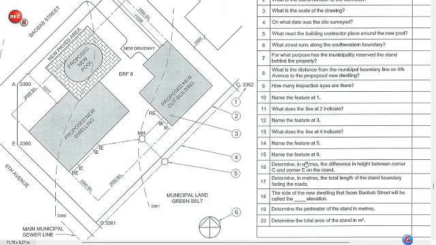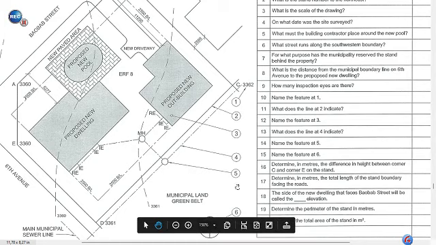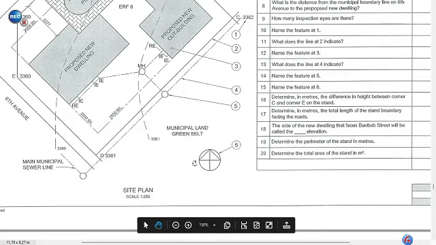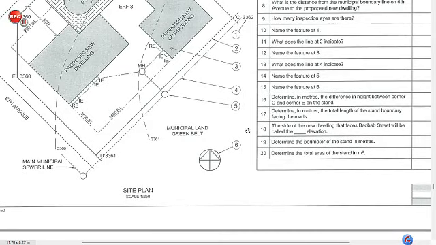If you look at number 15, name the feature at 6. So here we have 6. If you move up, that is a north point.